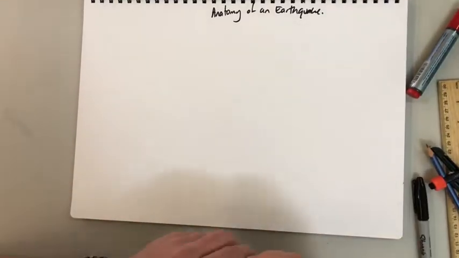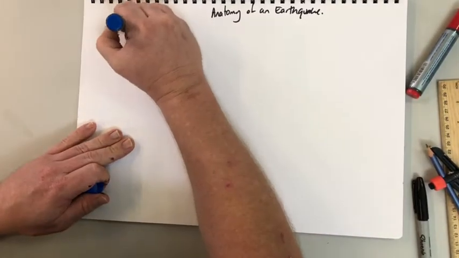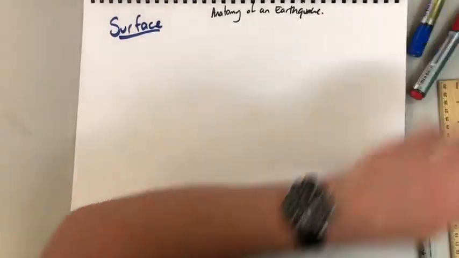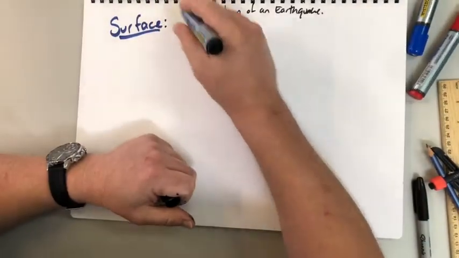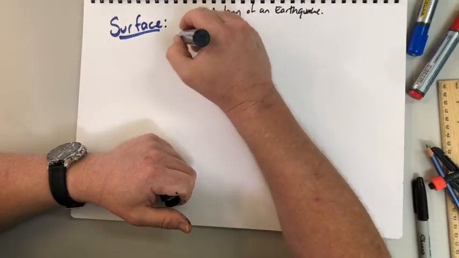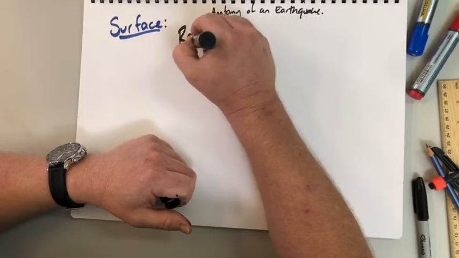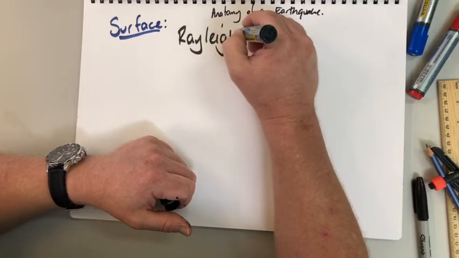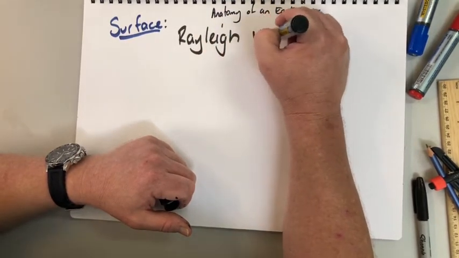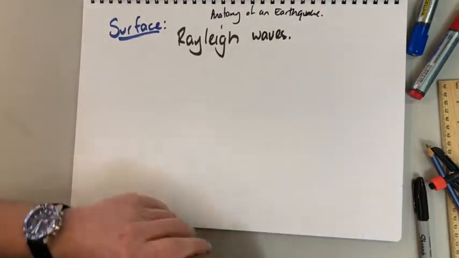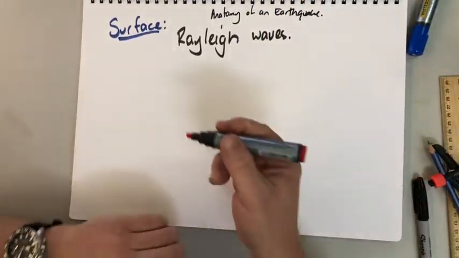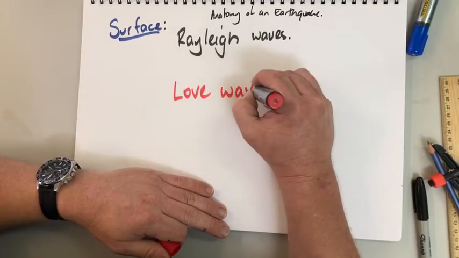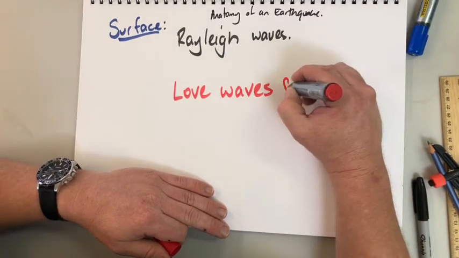Now, on the surface, we have two other types of waves. We have Rayleigh waves and we have love waves.